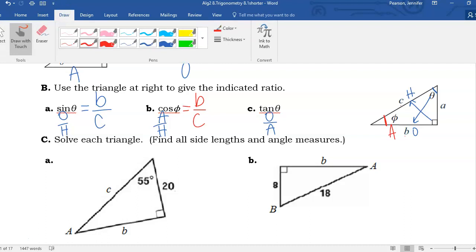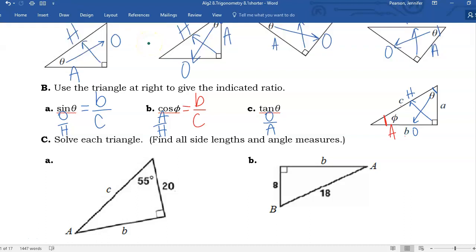And finally, for letter C, I'm going to go back to blue since I labeled in relation to theta using blue. We need the opposite over the adjacent. Okay, so that's going to be B over A. Opposite from theta is B, adjacent to theta is A. So the tangent of theta is B over A.